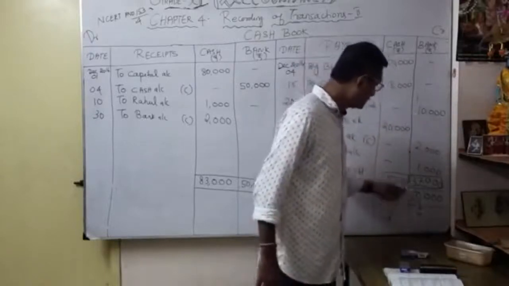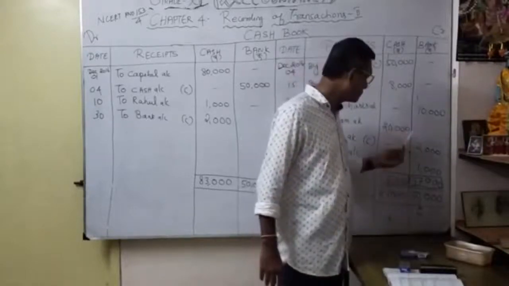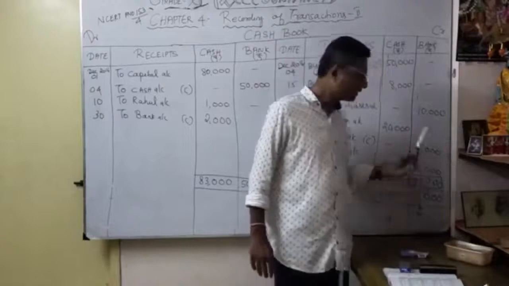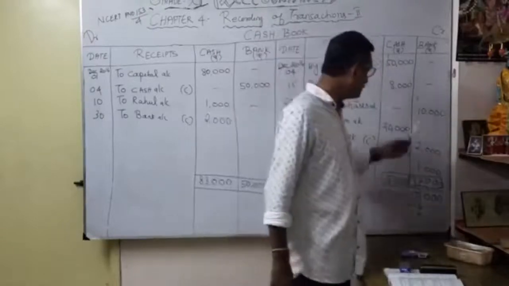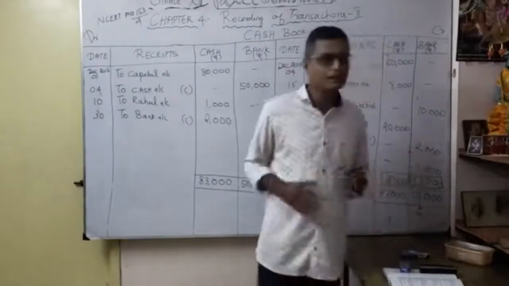So 1 plus 1, 2. So here 5. Which number do you have to add? Add 3, carry. So 1 plus 1, 2 plus 3, 5. So the balance is 37,000. Simple. From 50,000, deduct 23,000. You get 37,000 as the balance.